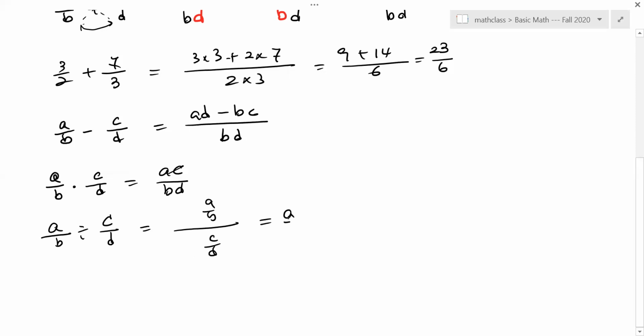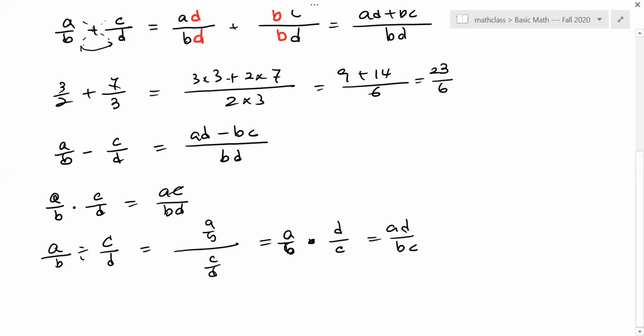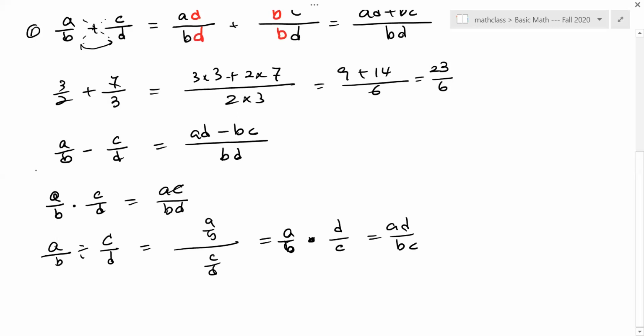So A/B divided by C/D is the same as multiplied by D/C. Turn this upside down, and then you get AD over BC. So those are the 3 formulas. Basically, this is formula 1 and 2, 3 and 4. Those are the 4 formulas.